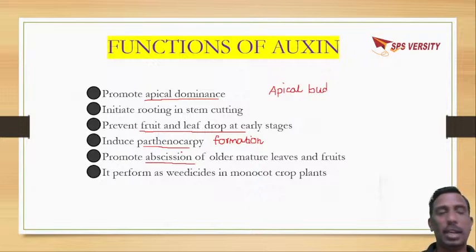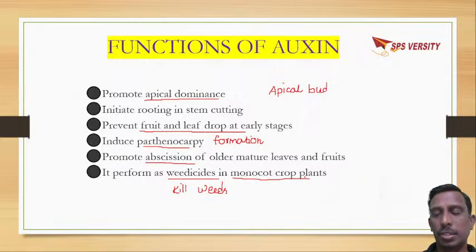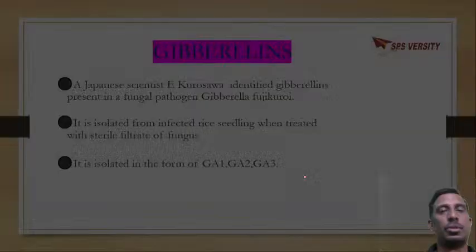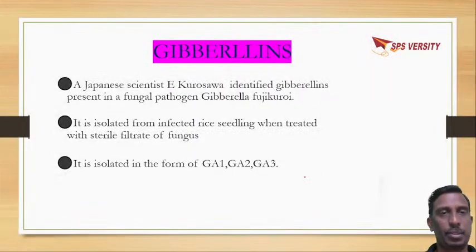And they will work as weedicides. Weedicides means which will kill weeds. So weeds means the unwanted plants present in the field. ये monocot crop plants में use करते. So these are the functions of auxins. Okay. So auxin is one growth promoter.